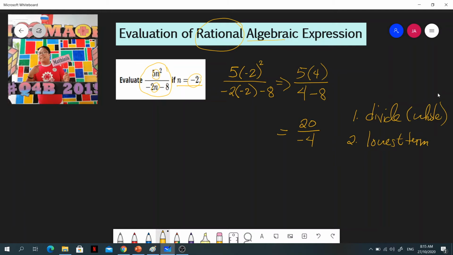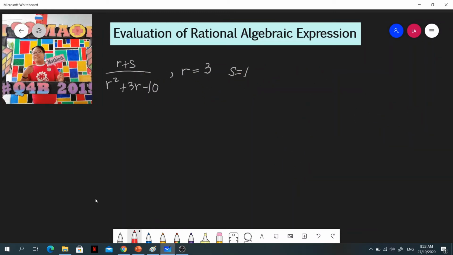So, we have arrived with 20 over negative 4. Is 20 can be divided by 4? Yes, 20 divided by 4, that is 5. And of course, positive divided by negative, the answer is negative. So, this expression that is given, ang sagot natin ay negative 5. Okay, punta tayo sa example number 2 natin.